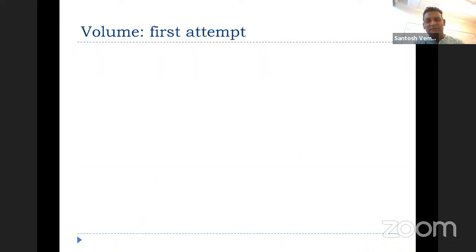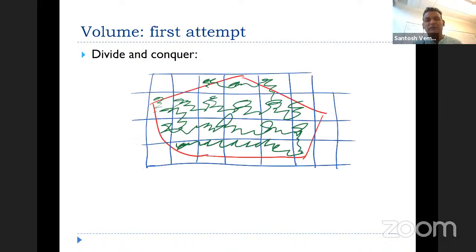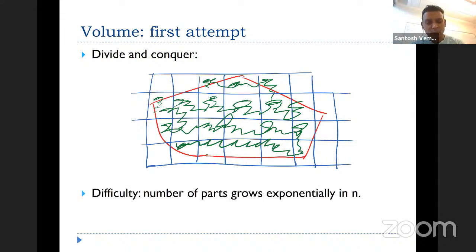Okay. So here's a first attempt trying to compute the volume, from the definition of volume. Let's divide it up into little cubes and then count how many of those cubes intersect the set, and multiply by the volume of each cube. And as we make the cube smaller, this should approximate the volume arbitrarily closely. Now, the difficulty, of course, is that in n dimensions, the number of cubes will grow exponentially in n. And we want to know if this problem is polynomial time tractable.